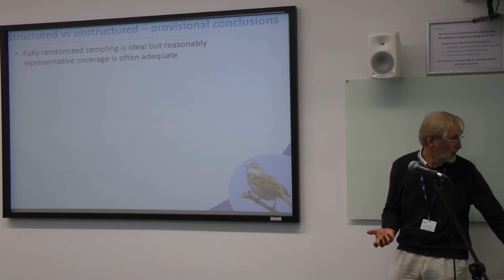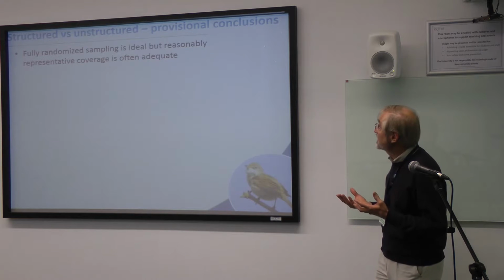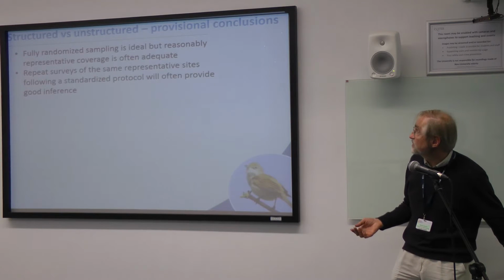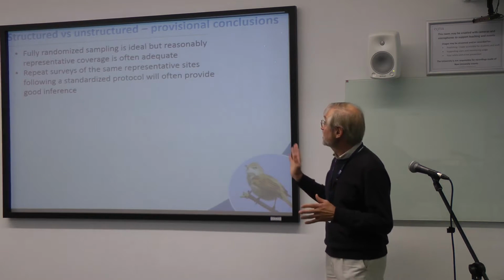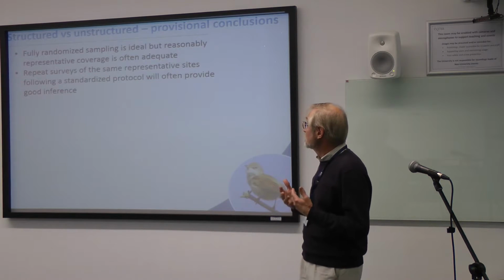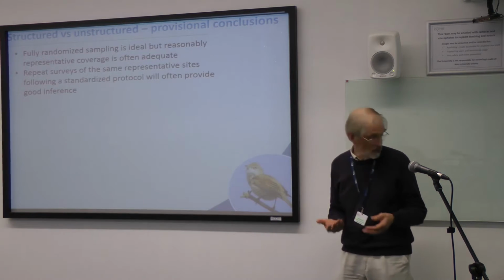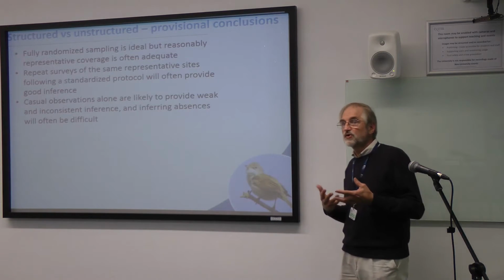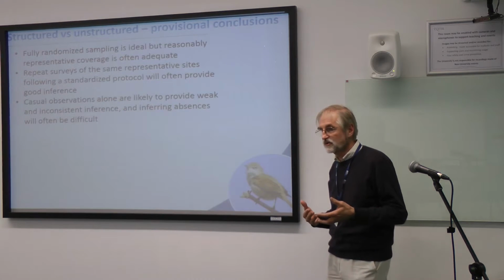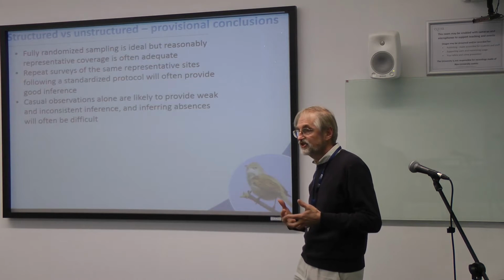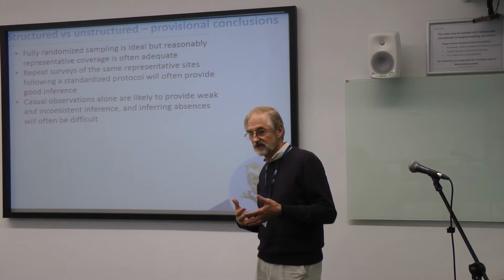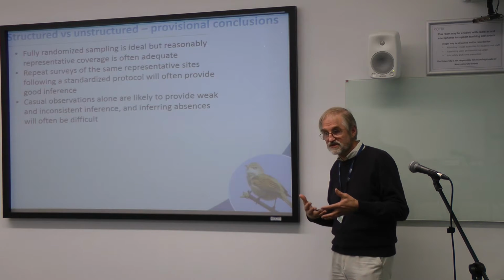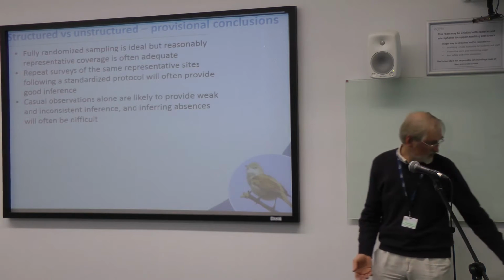So just to sum up, I think fully randomised sampling is ideal. But reasonably representative coverage appears to be often adequate. Repeat surveys of the same representative sites following a standardised protocol will often provide us with pretty good inferences. I think we've got to be very cautious about the use of simple casual records. There's huge amounts of this information and huge interest and actually huge demand from some policymakers to make use of this information, but I think it's a really big challenge. We may be able to do it in some cases, but I would sound a serious note of caution here.